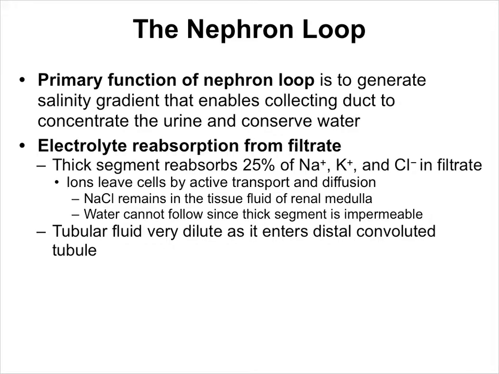So the nephron loop, or the loop of Henle. Remember, this is going to go basically down into the medulla and then come back out of the medulla. And generally speaking, on the way down, we have what's called the thin segment, which is made mostly of squamous epithelium. And then on the way up, you have the thick segment, which is made of more cuboidal epithelium.